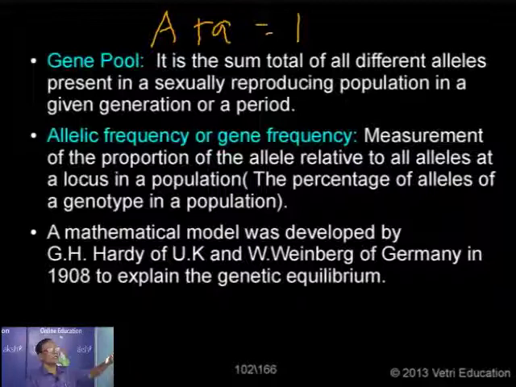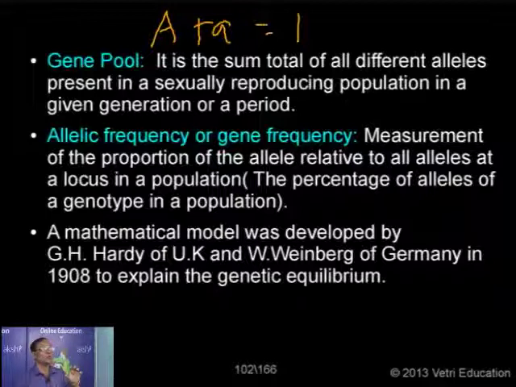If the same gene is found in more than two forms, what we call multiple alleles, A plus A1 plus A2 plus A3, then that also is equal to 100. That means the gene pool of A is equal to 1. The gene pool of A is equal to 100%. That's why I mentioned here that it is the sum total of all different alleles normally present in a sexually reproducing population.